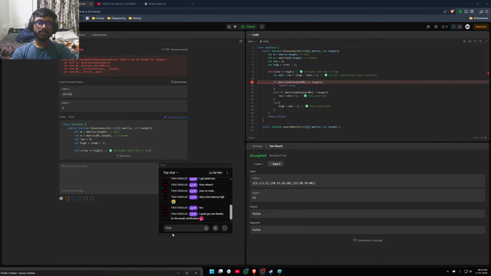If matrix of mid 0 by m, 0 by m is 0. Matrix of 0, 0 modulo n. What is 0 modulo n? 0, right? 0 modulo n is 0.